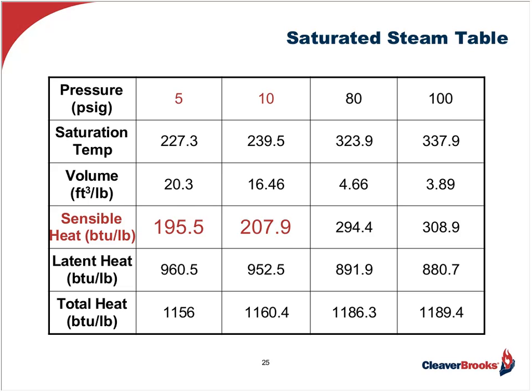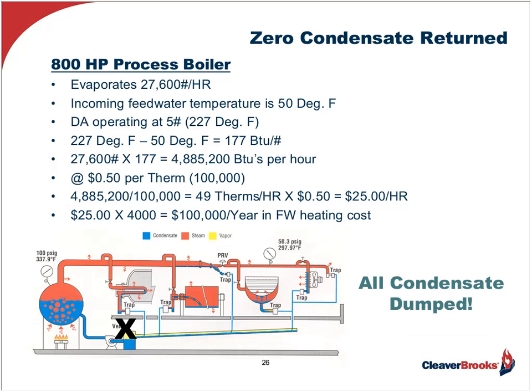Here, let me show you more specifically what I mean. Let's assume we have an 800 horsepower boiler serving a process load, and we're wasting all the condensate. An 800 horsepower boiler evaporates 27,600 pounds of steam per hour. And at 8.3 pounds per gallon, that's 3,325 gallons of water per hour. Now let's say our incoming water is at 50 degrees. I'm operating my DA at 5 pounds, and that's 227 degrees Fahrenheit. This means I have to raise the temperature of each pound of water to reach saturation temperature before I can add the heat for a phase change into steam, that latent heat.